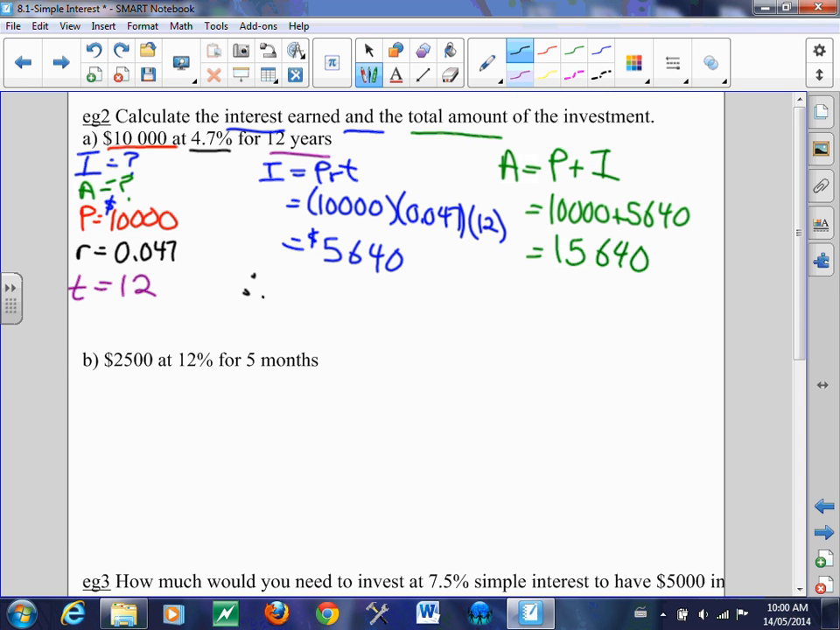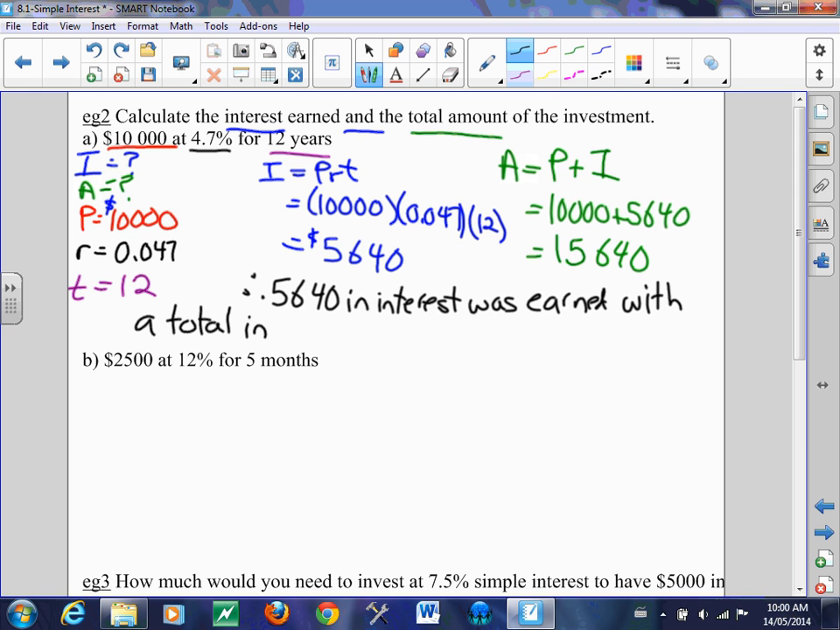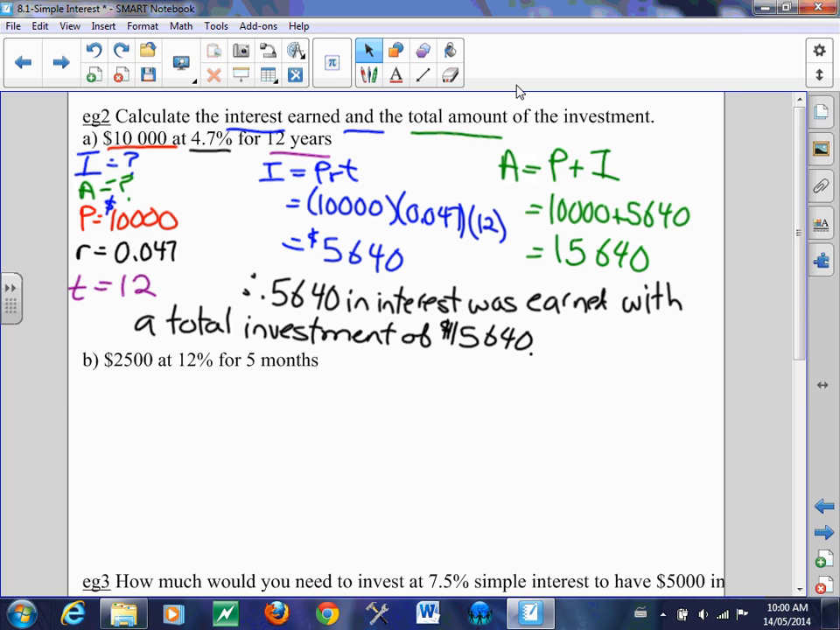So therefore, $5,640 in interest was earned with a total investment of $15,640. Okay? Cool. Let's take a look at the second example.